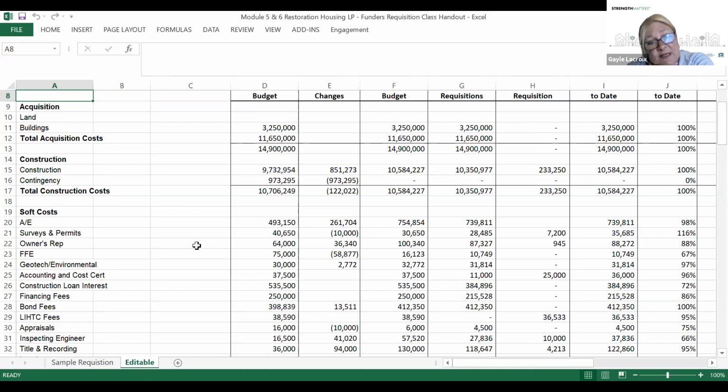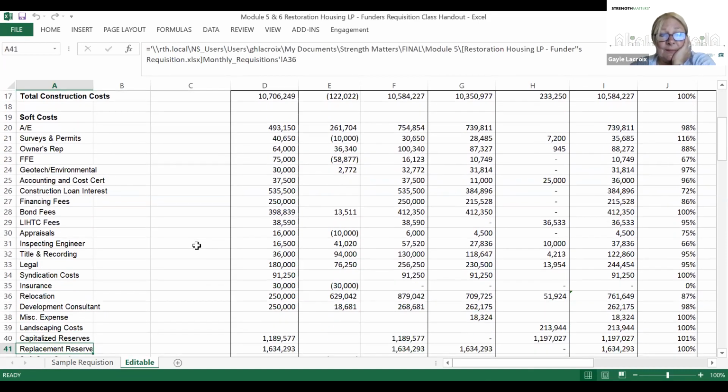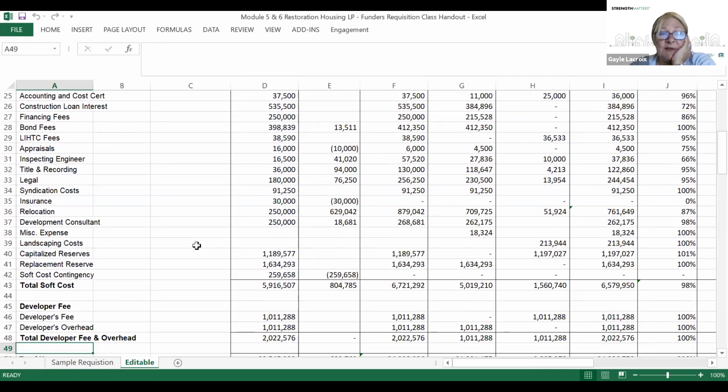Low-income housing tax credit fees that get paid to the tax credit agency in your state. Appraisal cost, inspecting engineer, title and recording. I think we're getting down to the smaller dollar items. So legal, syndication cost, that would be paid to a syndicator. If you did not have a direct investor, somebody that you work with directly, like in our case, Bank of America, you might be using a syndicator who helps you to find an investor. And so they actually earn a fee. And so there's a cost of syndication.